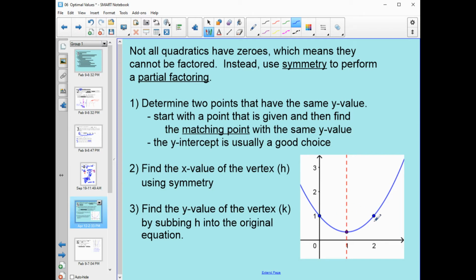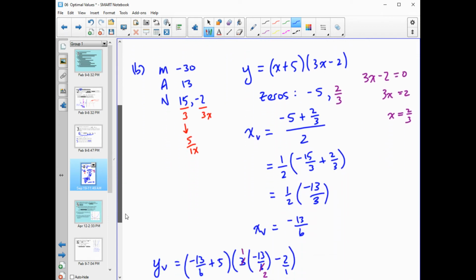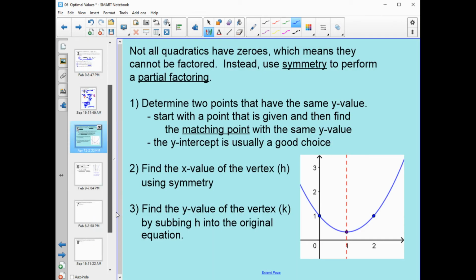If I can find those 2 points, then I can use symmetry. I can find the midpoint of those 2 points to find the axis of symmetry. And once I have found the axis of symmetry, now I can find the y-coordinate of the vertex, and that is my optimal value. These steps 2 and 3 are the exact same steps that we used in factored form, where we found the x-coordinate of the vertex, and then we subbed into the equation to find the y-coordinate of the vertex. So the only thing that's different with partial factoring is finding the matching point.